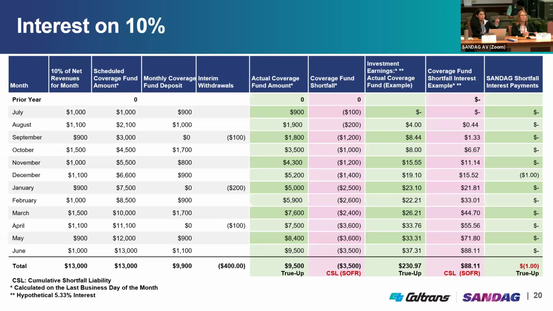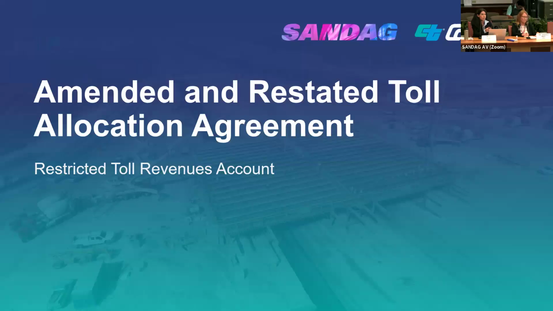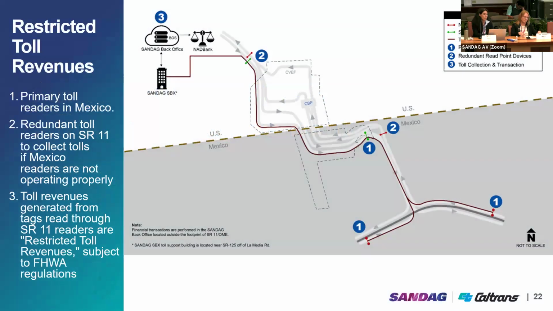And that interest you'll see is in the second pink fund. All of those, if they're not paid by the end of the year, become a cumulative shortfall liability that continue to accrue interest at the secured overnight financing rate. The other change to the agreement relates to this concept of restricted toll revenue.